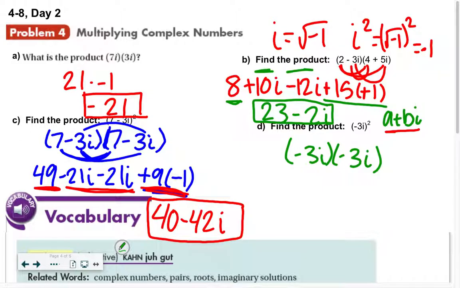That's -3i squared. What's -3 times -3? 9. And then I have i times i, which gives me -1. i squared is -1. So this is just -9, which is the same thing that I got here.